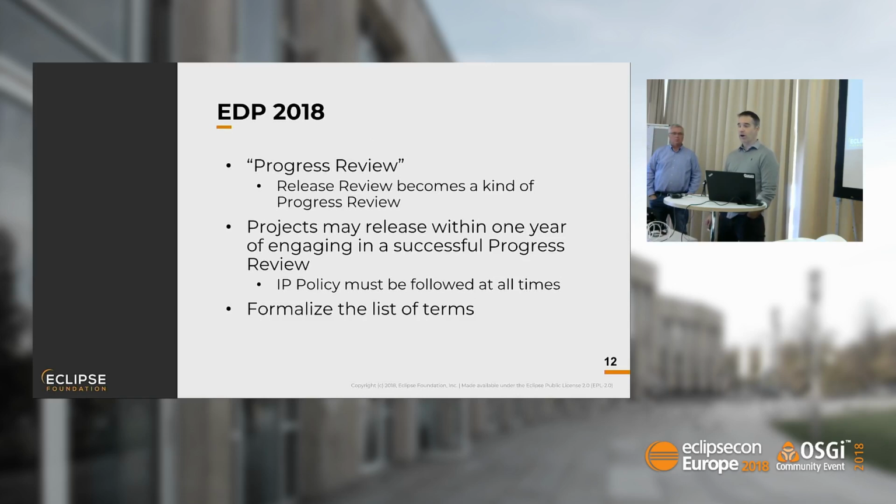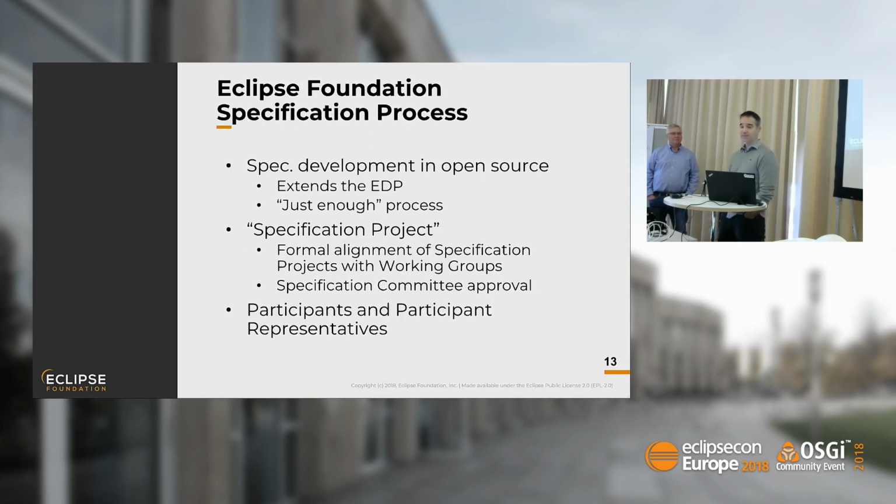They would still be required to follow the IP policy, which means all intellectual property would have to be cleared by the intellectual property team before that. We also took the step of formalizing the list of terms, which seems like it's a long time coming. Curiously, we took a long time coming up with definitions of project and release. Turns out those are relatively hard things to define. We came up with some fairly concise definitions, though, which I'm happy with.